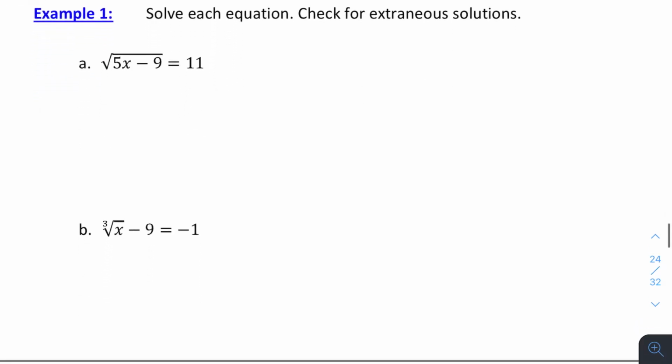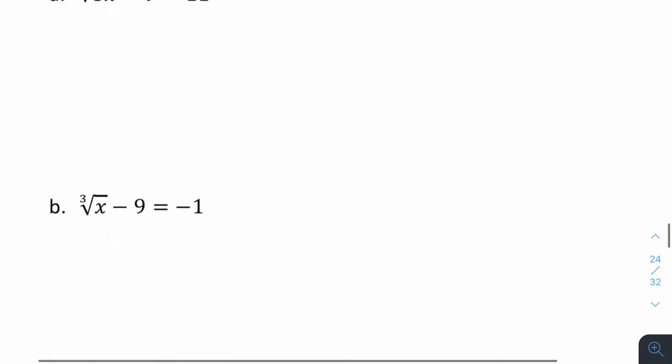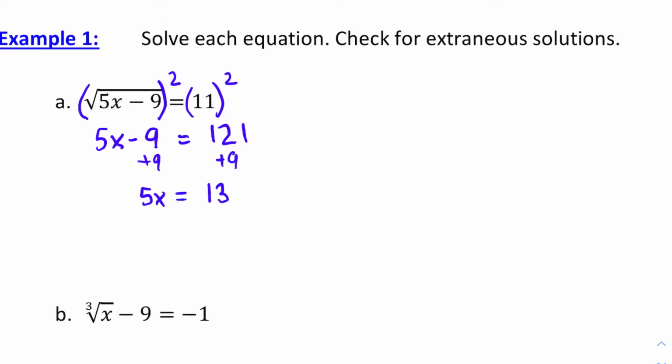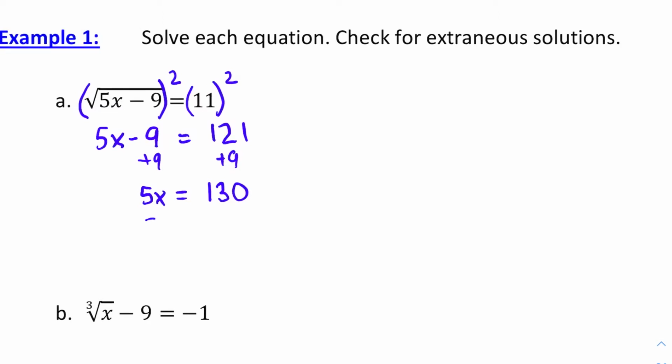So if we start with this one, the radical is already by itself on one side of my equation. So to undo a square root, I'm going to raise both sides to the second power, which is going to give me 5x minus 9 equals 121. Then add 9 to both sides gives me 5x equals 130. And divide by 5 gives you x equals 26.